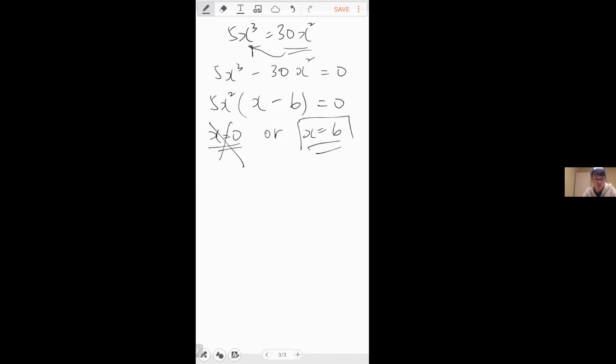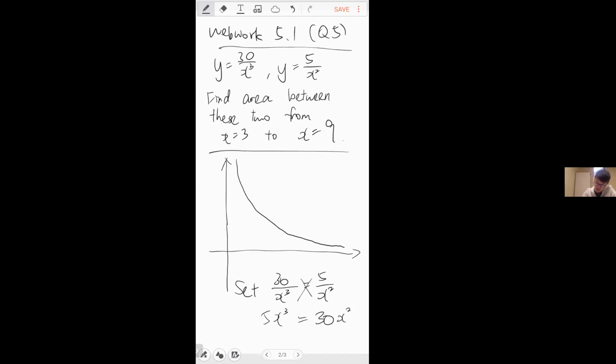So x equals 6 is the intersection point. That means the graphs of the two functions actually cross each other and they look like this. And this is 6. Does it make sense? So let's say my 3 is here. Say my 9 is here. How do I know which one is on top, which one is bottom? For example, from 3 to 6, how do I know which one is higher, which one is the lower one?